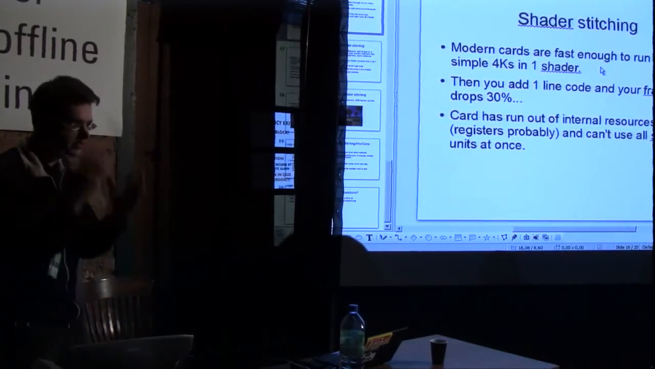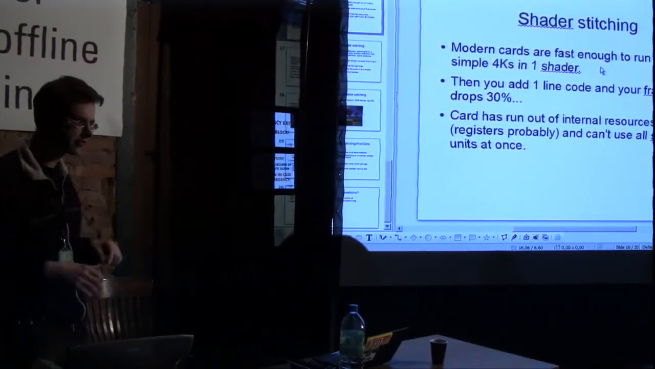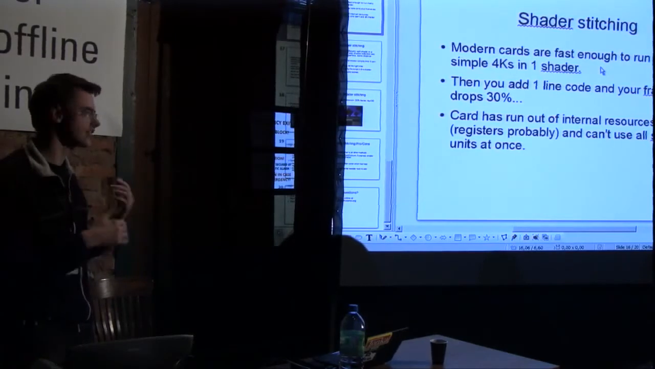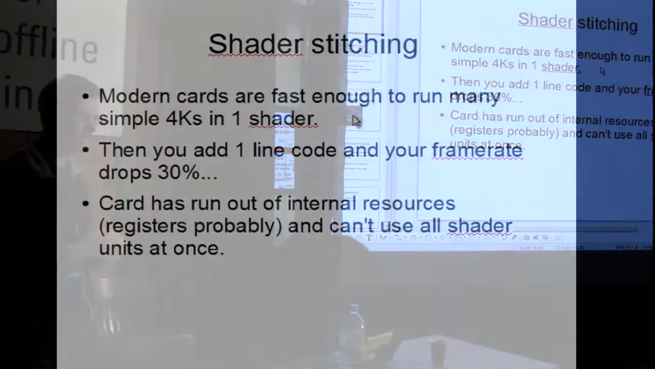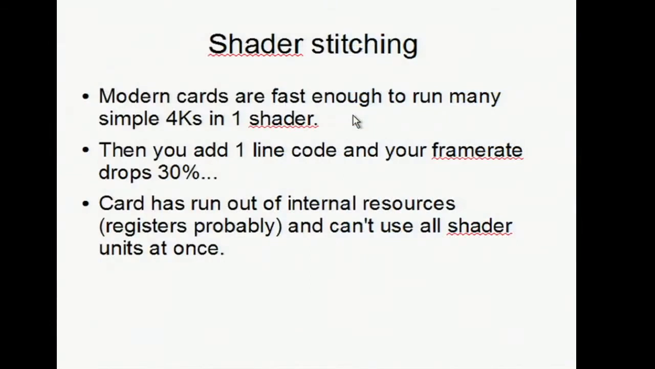Yeah, I suppose most people know this, but if you're a beginning 4K coder, modern cards are so fast that you can put your entire intro in one big shader. And then you reach a point where you add just one tiny line and suddenly your frame rate drops a giant amount, no matter what you are changing. Which means that your card has run out of some internal resource, probably registers, and it cannot use all the shaders at the same time anymore. And since your shaders are kept in blocks of CUDA cores or whatever, it starts to remove a shader from every core and you lose a lot of GPU power at once.